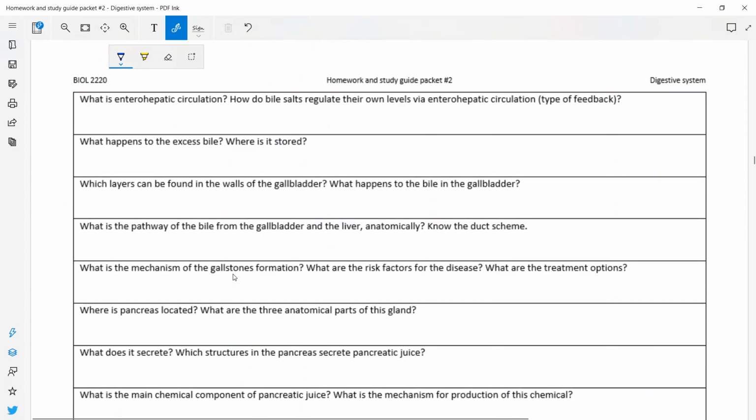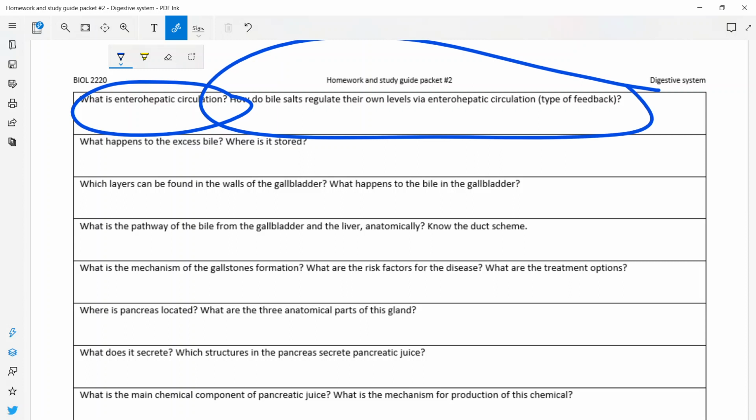Enterohepatic circulation is the connection between the enteric capillary plexus and liver by hepatic portal vein. Bile salts basically work through positive feedback. They enter the intestines from the gallbladder or liver, and then they are absorbed into the blood from the intestine, go back to the liver through the hepatic portal vein, and stimulate their own production.